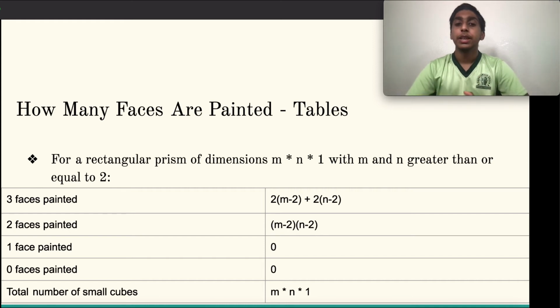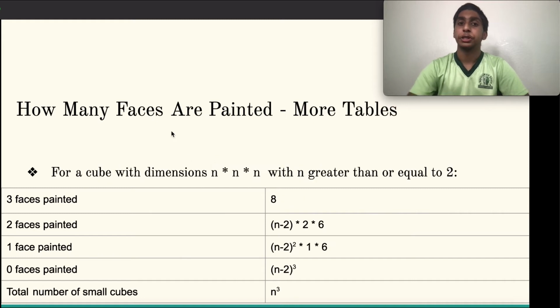Pretty simple, right? These are just formulas that will come to you with more and more practice. Don't be too worried about memorizing them. They'll come naturally, so don't worry about that. But these are just some formulas that we're using for the specific scenario, the scenario when you only have the dimensions m and n and your height is just 1. Alright, let's move on to the last table of the section.